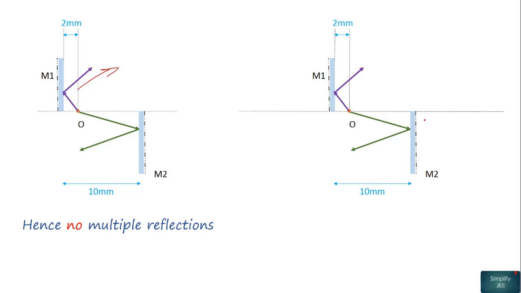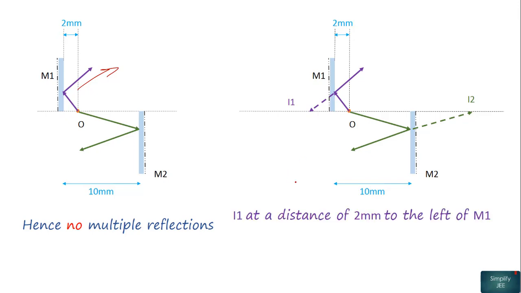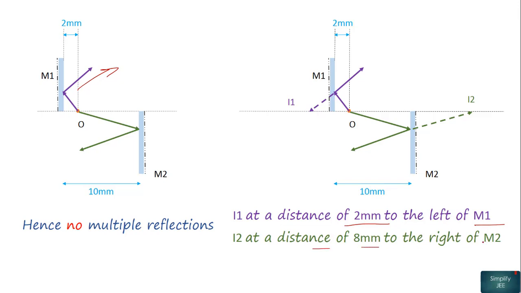Hence there are no multiple reflections. So there will be one image formed from mirror M1 and one image formed from mirror M2, and from M1 the image will be formed somewhere over here. Let's call this image I1, and from M2 the image will be formed somewhere over here. Let's call this image I2. I1 will be formed at a distance of 2 mm to the left of M1, and I2 will be formed at a distance of 8 mm to the right of M2, and the total number of images formed will be only 2.